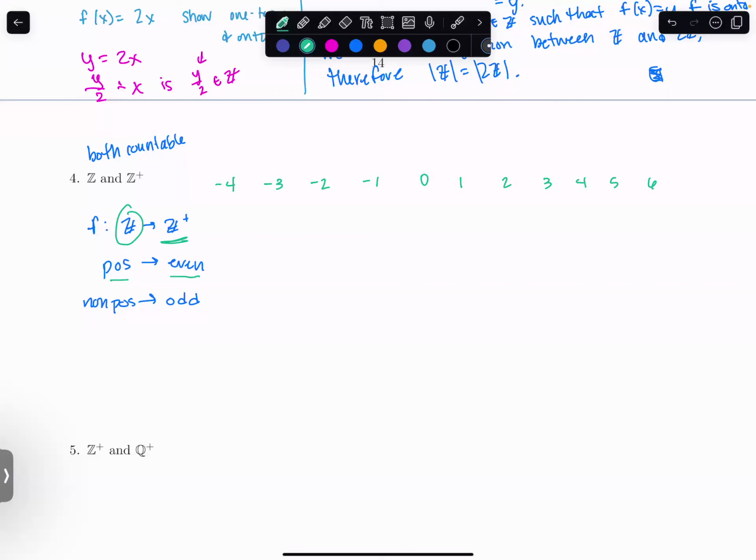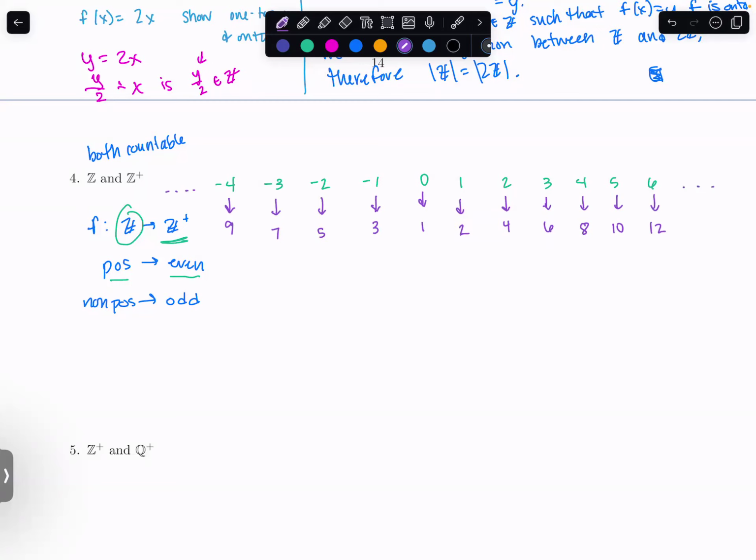Let me see, what color should I use here? This 0, no, positive. So 1 is going to map to 2. 2 is going to map to 4. Now I'm counting my evens this way: 6, 8, 10, 12. And I'm going to go this way and get my odds. So 1, 3, 5, 7, 9, and so on. So this goes on forever, both ways.